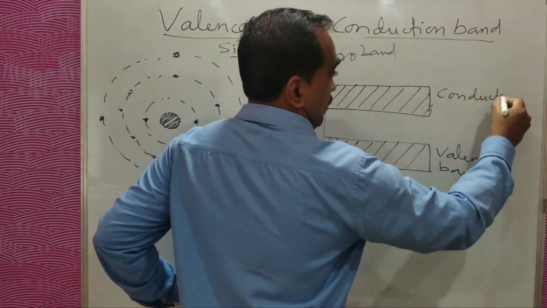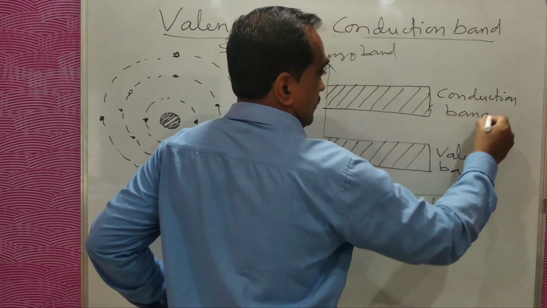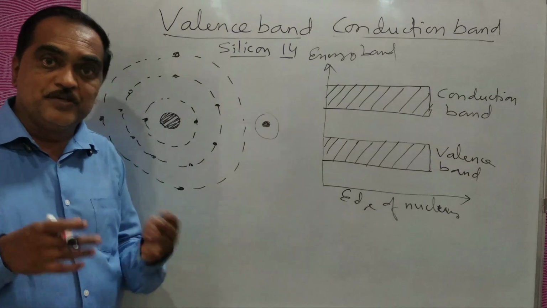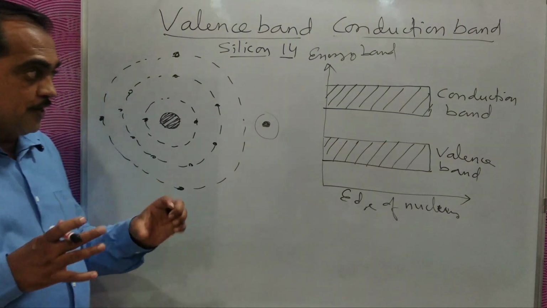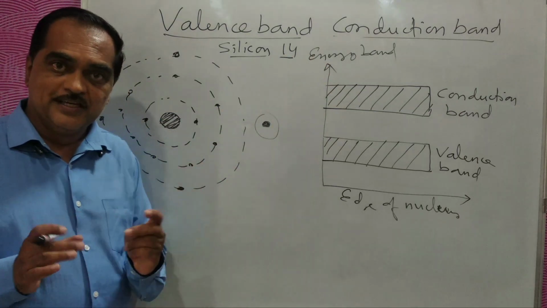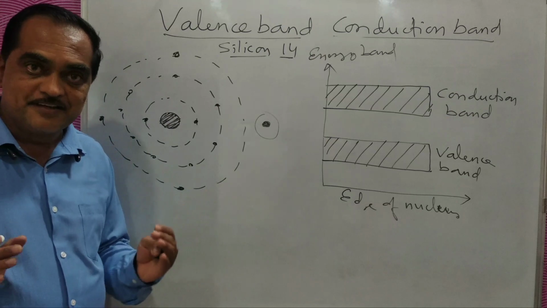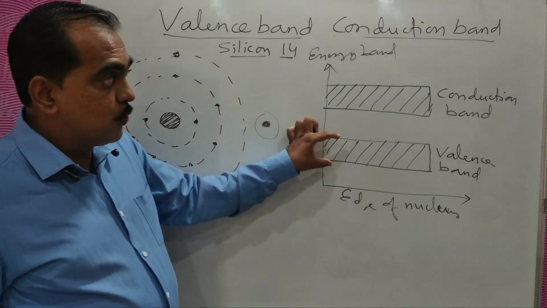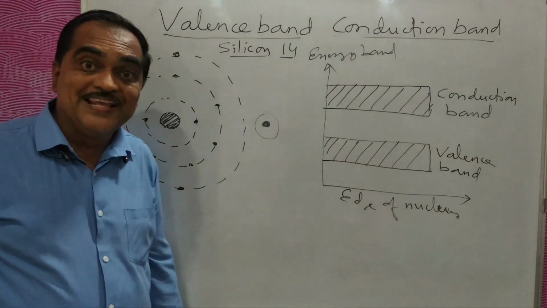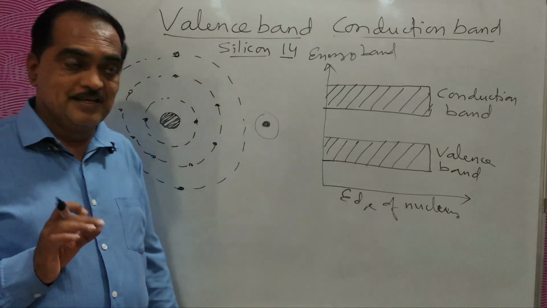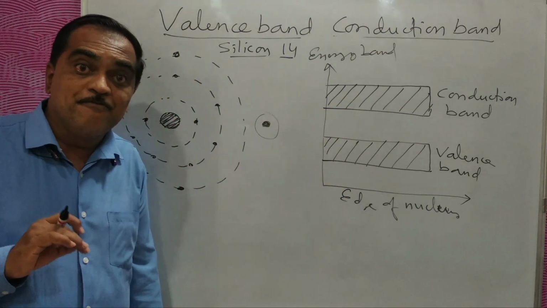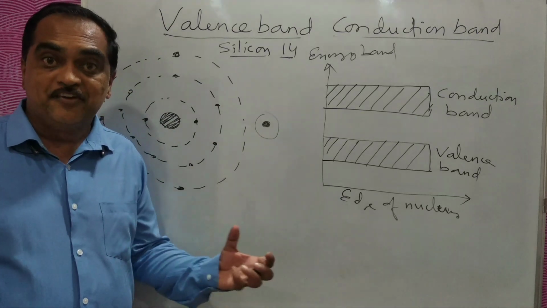So always for any atom, any set of atoms, you can mark what is the valence band and what is the conduction band. Any crystal, where there are many adjacent atoms together, you can mark what is the valence band and what is the conduction band. Valence band is the energy associated with the valence electrons of the last orbit, and a conduction band is the energy associated with the electrons which have become free due to some external force.